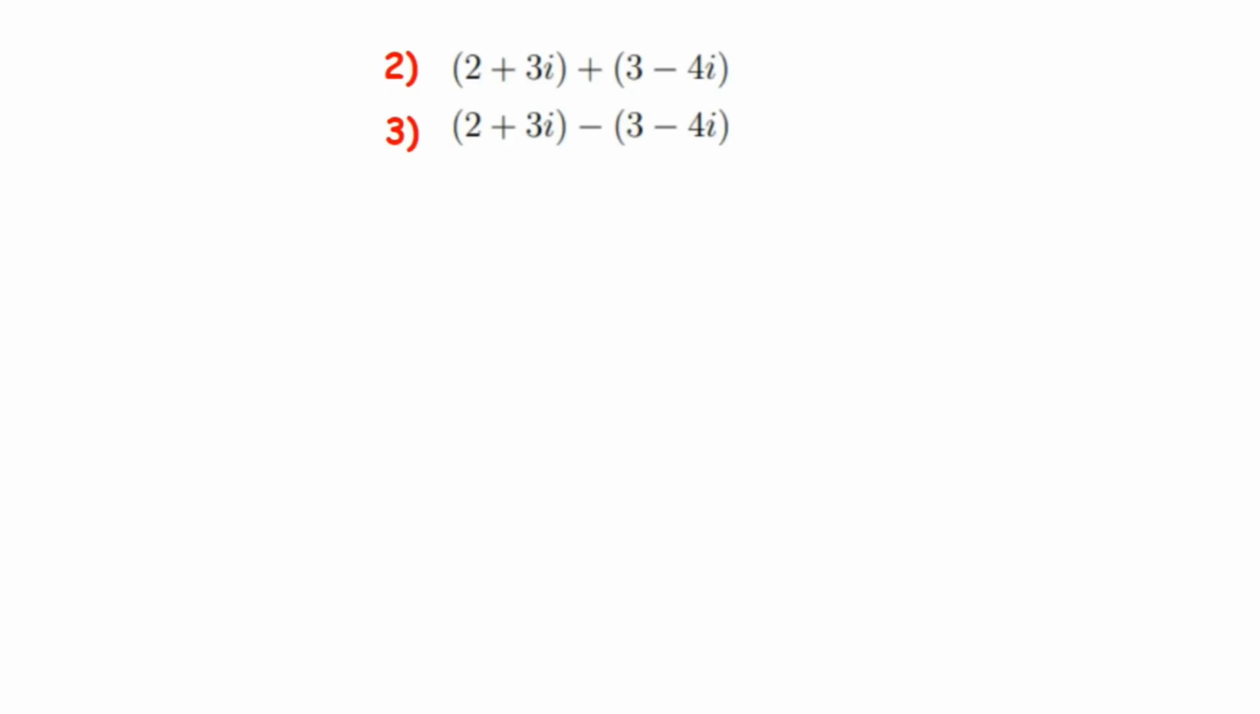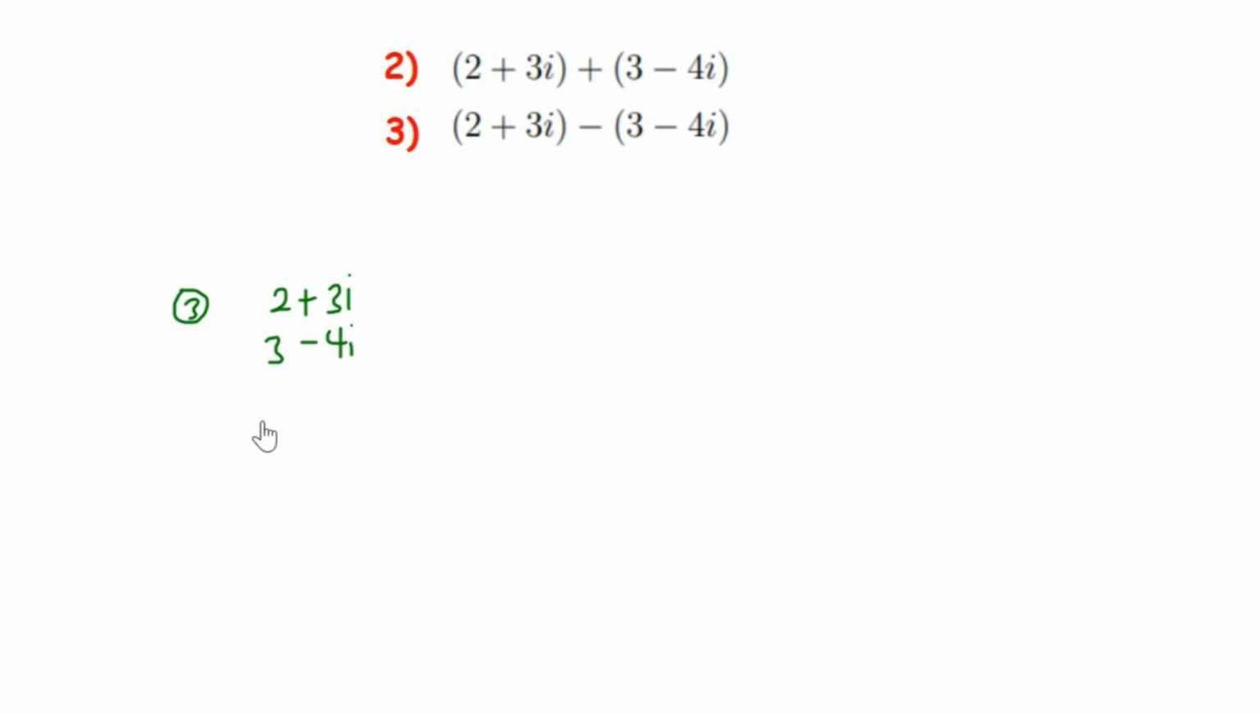Okay, so for the third question also, you have to subtract these two complex numbers here. The first complex number I have is 2 plus 3i. Then the second one is 3 minus 4i. So I have to subtract these two complex numbers here.